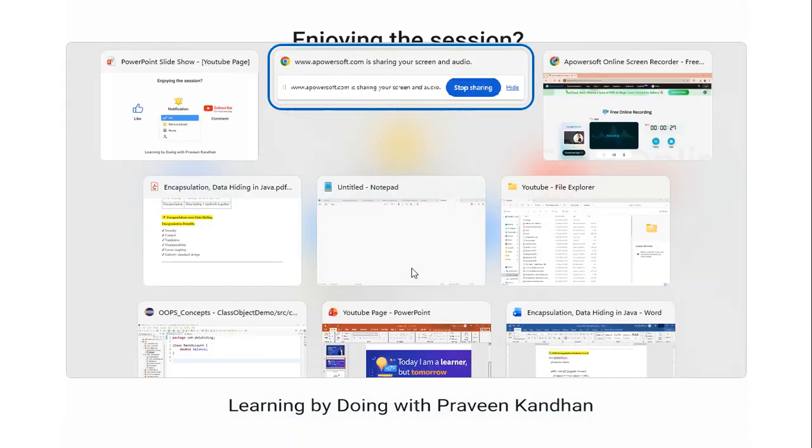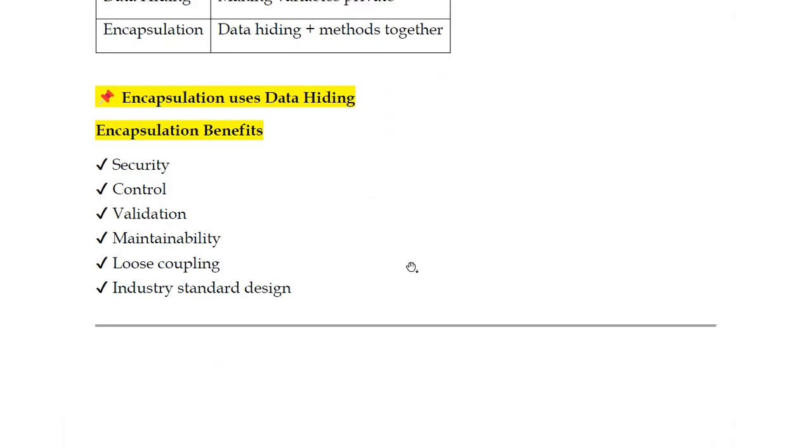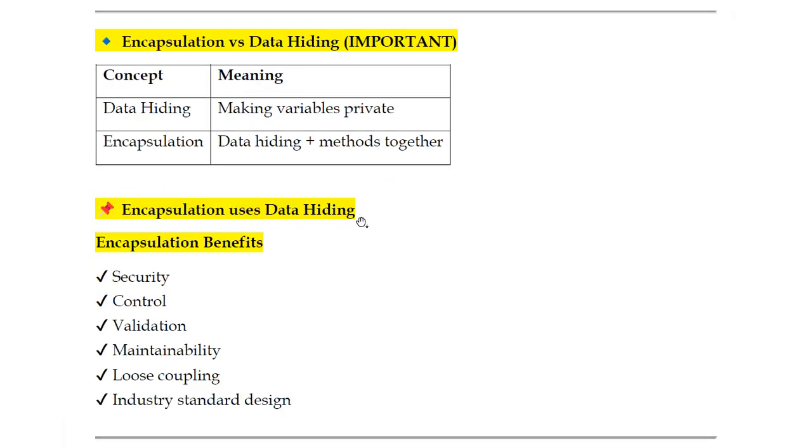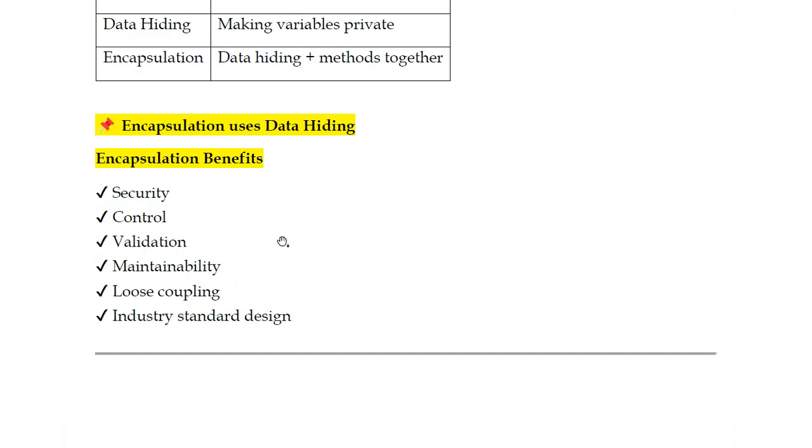Let's get started. In the previous session we discussed the difference between encapsulation and data hiding. In this session we discuss how encapsulation uses data hiding, because data hiding is the process of encapsulation. So encapsulation uses data hiding. This is the conclusion. After that, what are the merits of using encapsulation? We'll discuss all these points with a real-time example, then only you can easily understand. If I tell it in a theoretical manner, some portion you can't understand.